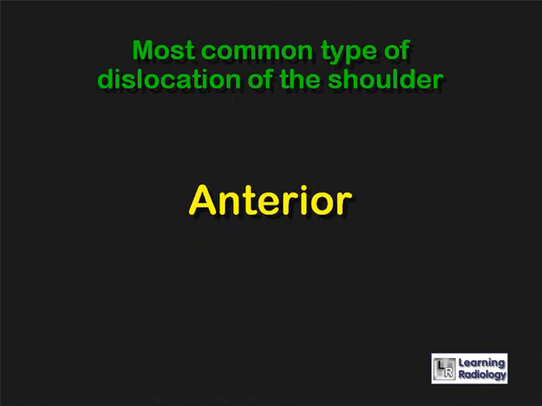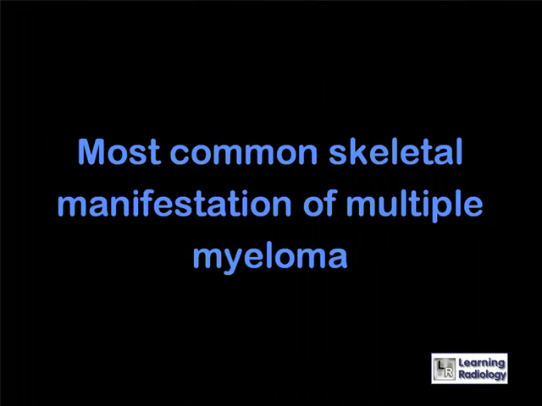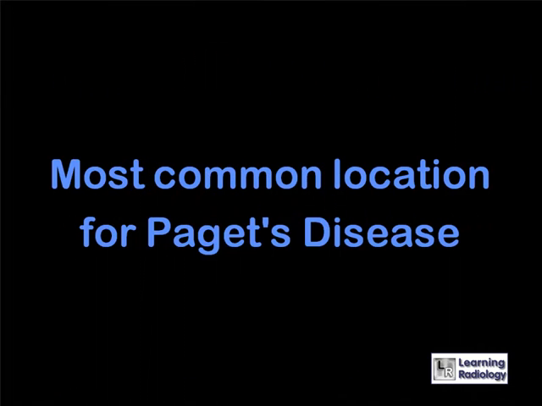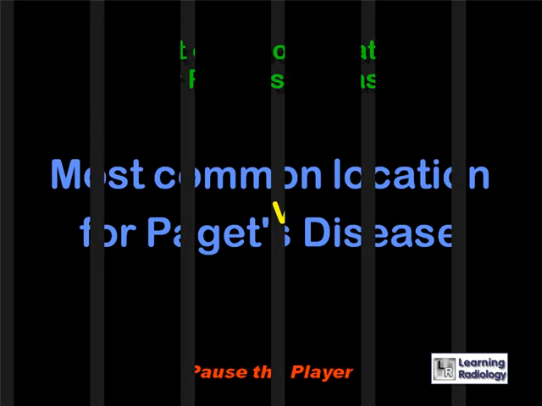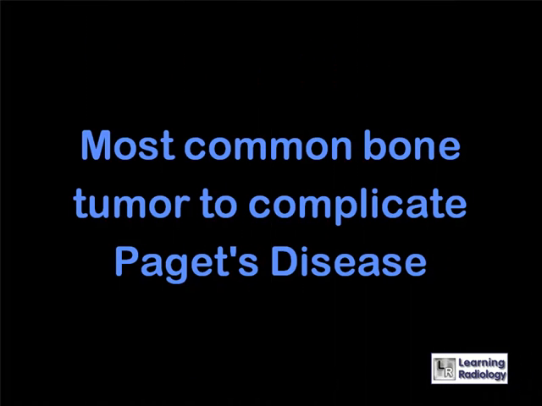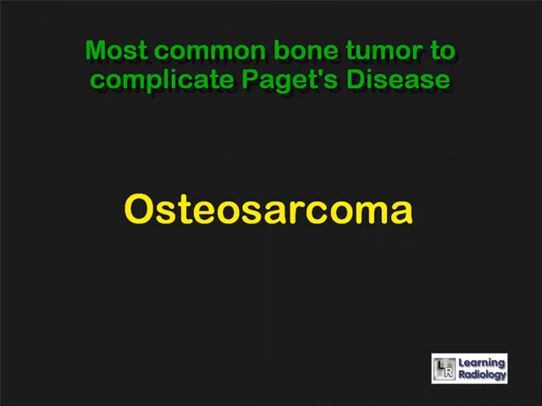An anterior dislocation. What is the most common skeletal manifestation of multiple myeloma? Generalized osteoporosis. What is the most common location for Paget's disease? The pelvis. What is the most common bone tumor to complicate Paget's disease? An osteosarcoma.